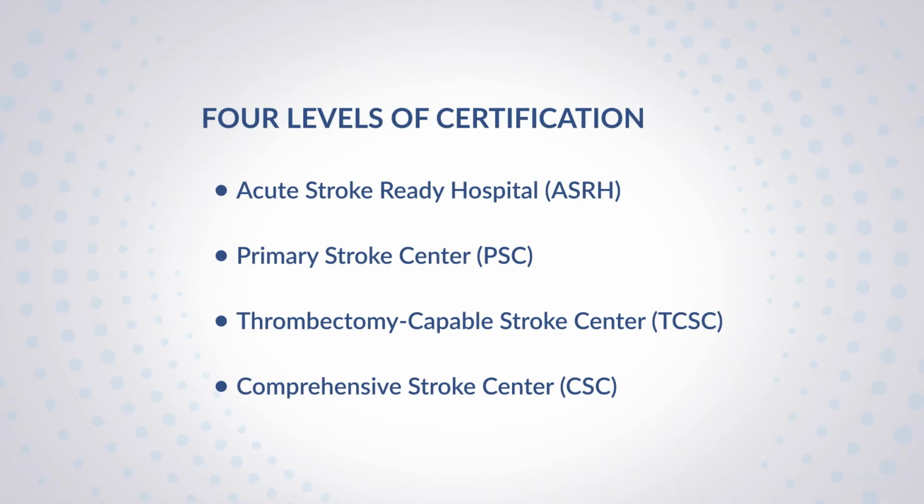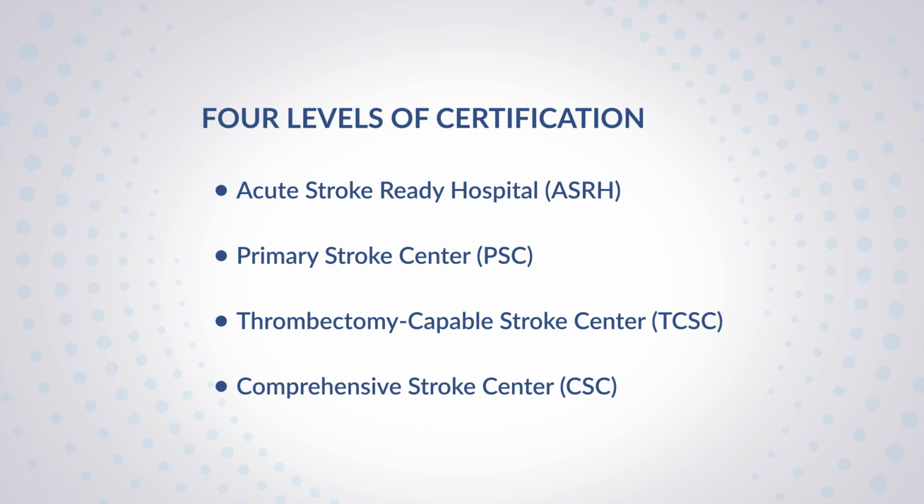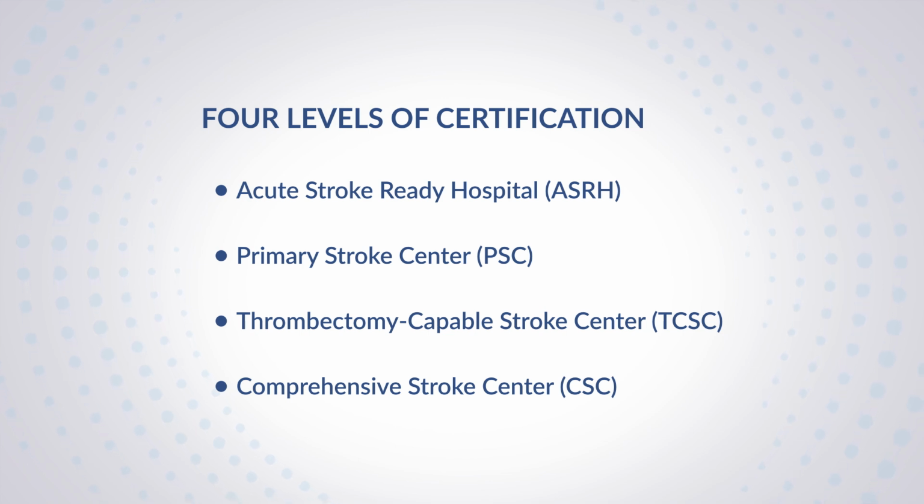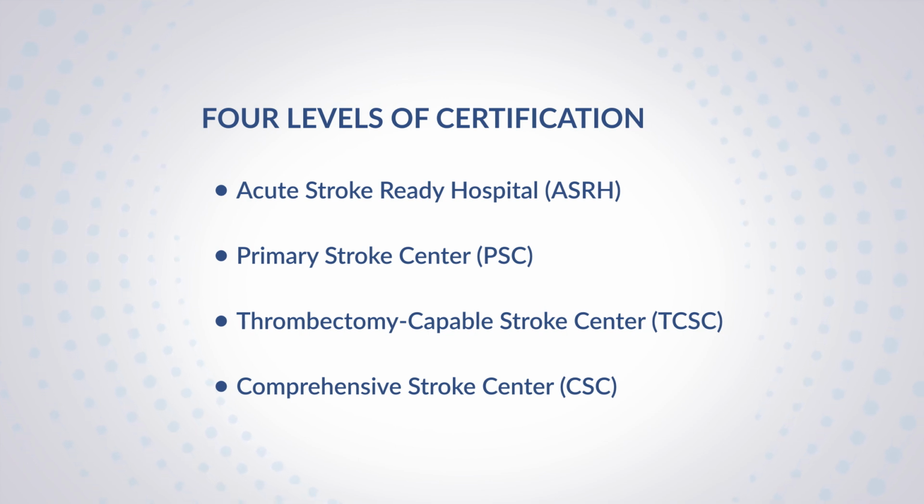Stroke centers are divided into 4 classifications: acute stroke-ready hospitals, primary stroke centers, thrombectomy-capable stroke centers, and comprehensive stroke centers. These centers are given their designation through the Stroke Center Certification Program, which was created in collaboration between the Joint Commission, the American Heart Association, and the American Stroke Association. Each of these facilities have slightly different capabilities when it comes to the treatment of stroke.